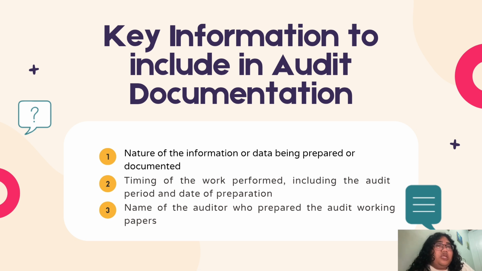First, what we need to put in our audit documentation is the nature of the information or the data being prepared or documented. This refers to the type of information that is included in the audit working papers. This may include financial records, transaction details, internal control documentation, or any supporting data relevant to the audit. The purpose of documenting this information is to clearly show what data the auditor reviewed and analyzed during the audit process.